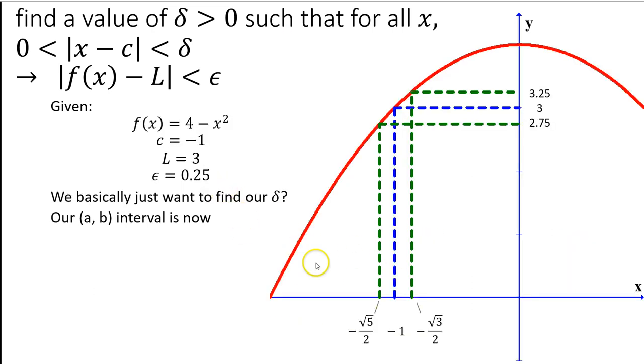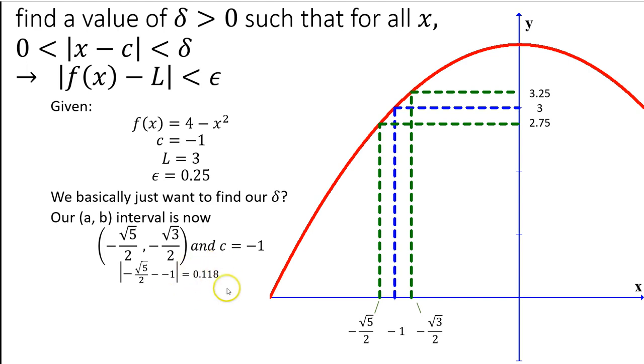This works for all functions, not just linear functions. Notice now I wind up with these crazy radicals, which shouldn't scare us away. We're going to do the same thing. We have our calculated neighborhood, our A to B. We're simply going to find the distance between A and C and take its absolute value, and the distance between B and C and take its absolute value.